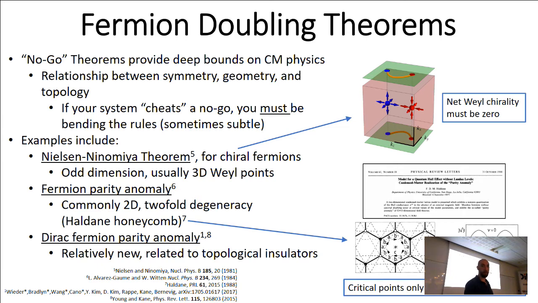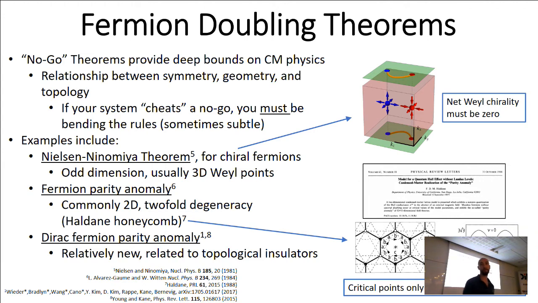And the point is that if you somehow are cheating one of these theorems, and you see people talk about, oh, I avoided the Nielsen-Ninomiya theorem, they're really breaking the rules in some way. Sometimes it's subtle, but by identifying specifically the way in which you're breaking the rules, you can get a better understanding of what are some other ways to do it and some new phases and properties you can realize.